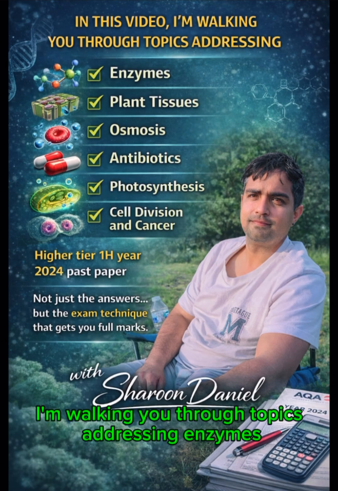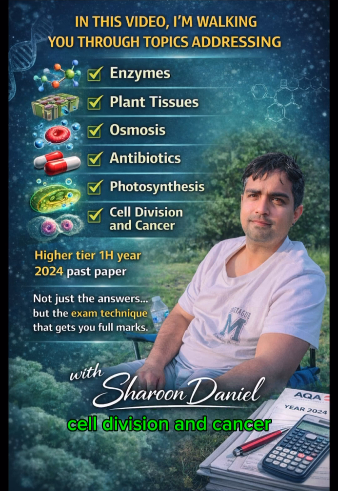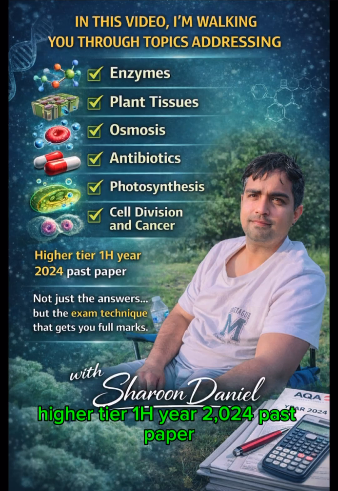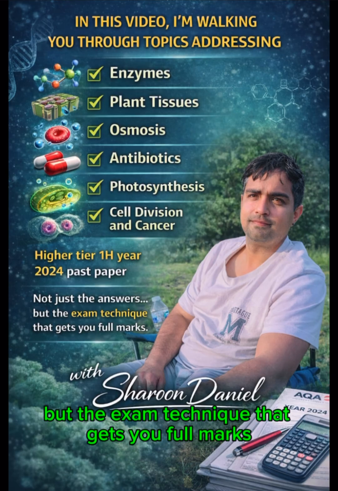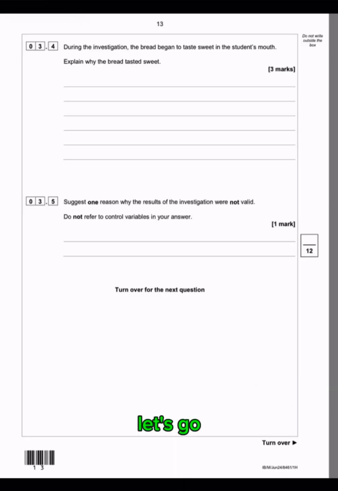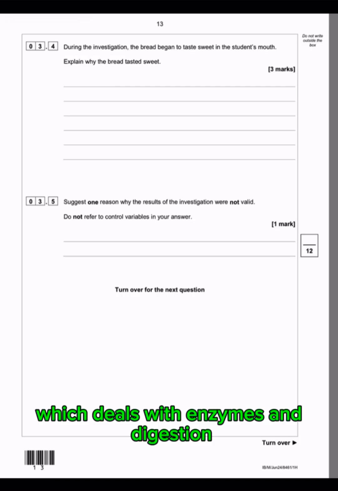In this video, I'm walking you through topics addressing enzymes, plant tissues, osmosis, antibiotics, photosynthesis, cell division and cancer, from the Higher Tier 1H Year 2024 past paper. Not just the answers, but the exam technique that gets you full marks. Let's go. Let's begin today's lesson with question 3, which deals with enzymes and digestion.